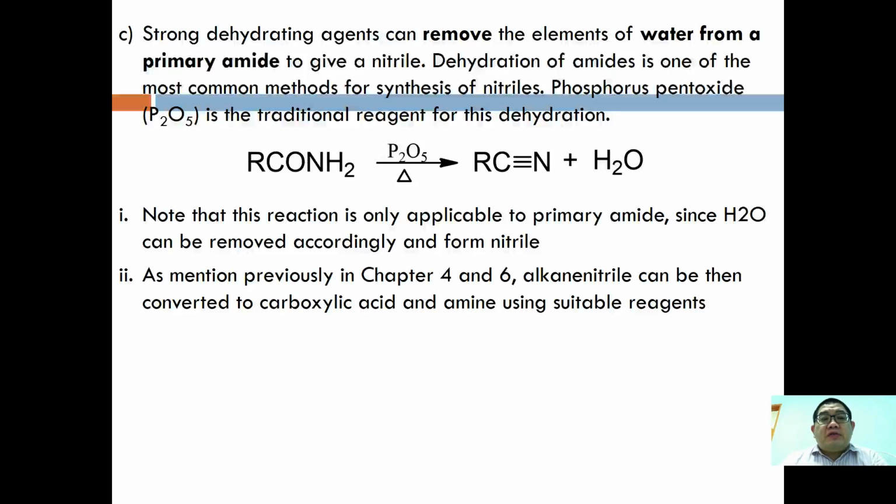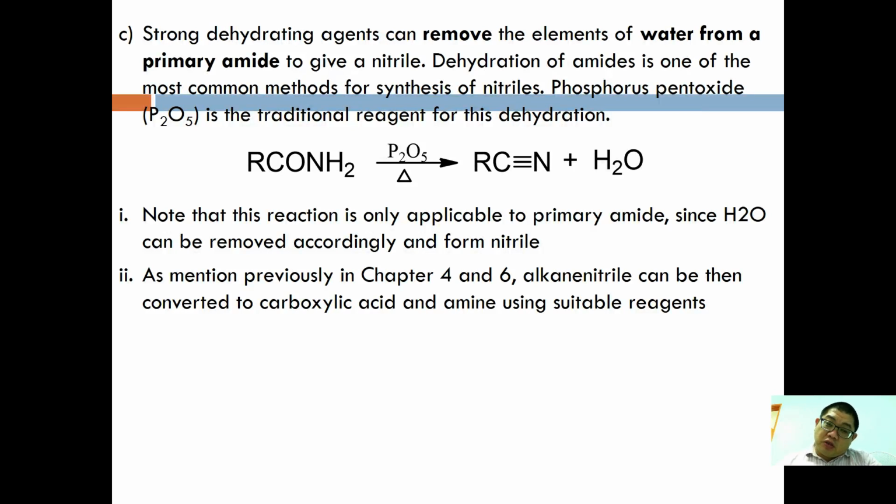So a strong dehydrating agent can remove the elements of water from a primary amide. This only works for primary amides to give nitrile. Dehydration of amide is one of the most common methods to synthesize nitrile. Phosphorus pentoxide is a traditional reagent for this dehydration. Here you can see you form a nitrile by eliminating water. Note that this reaction is only applicable for primary amides since water can be removed to form the nitrile.